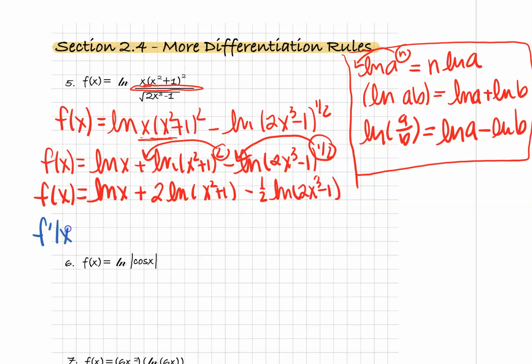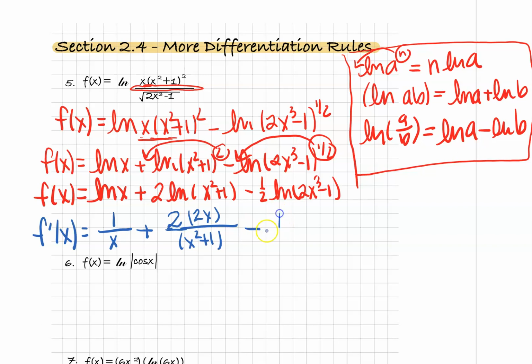So f prime of x is equal to the derivative of ln x: you put whatever you're ln-ing on bottom and its derivative on top. Plus, I'm going to draw my fraction bar. That 2 is going to go along for the ride, so I'm going to put it there in the numerator. Whatever I'm natural logging goes on bottom, x squared plus 1, and whatever its derivative is, I'm going to place on top, so 2x.